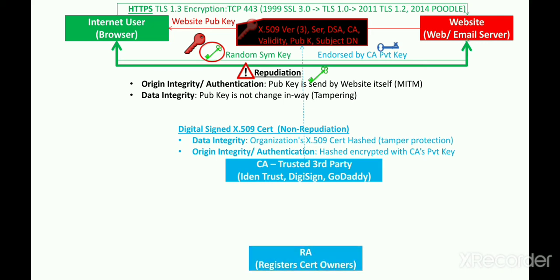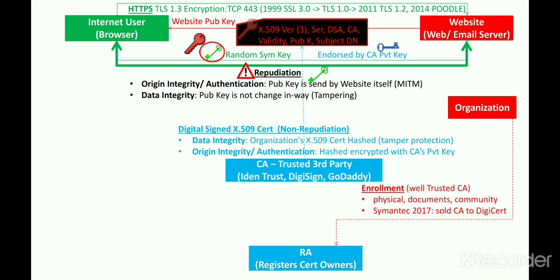Now there are also background operations of the certificate authority, and one operation is the registration of websites. The registration of the website, in order to issue it the digital certificate, is done by the registration authority on behalf of the certificate authority. The organizations to which such websites belong, and who want to get a digital certificate for their websites, get enrolled with this registration authority of the CA, and this enrollment should be done with a well-trusted CA, because only well-trusted CAs will be trusted by the web browsers.